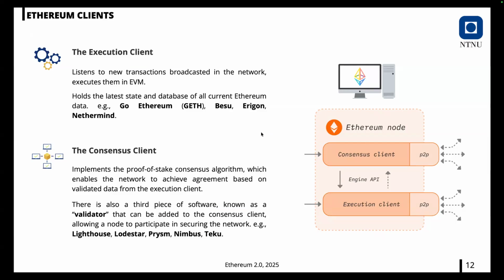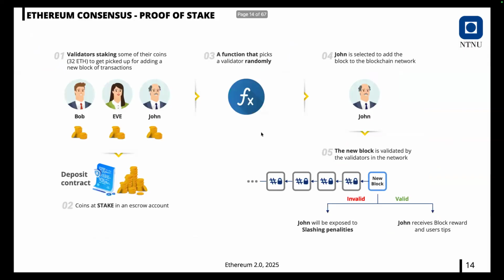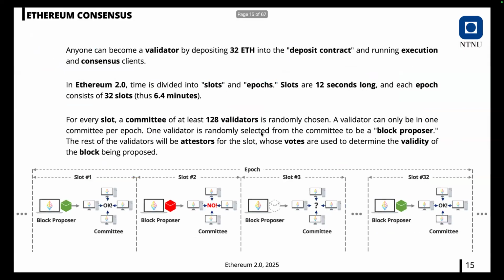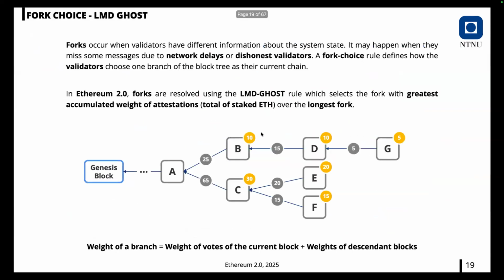Here, it's a little bit more complicated because we have proof of stake. We have a random selection of the validators of who is allowed to propose new blocks, and then how the proposals are agreed on and validated. It is a little bit technical, but we don't need to go there. I will skip the Ethereum consensus, because it is a little bit technical.